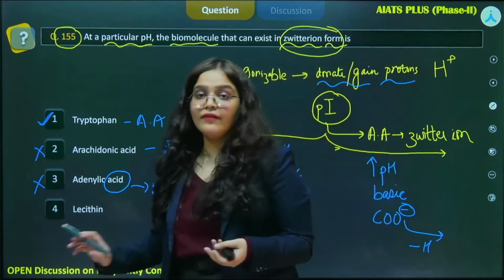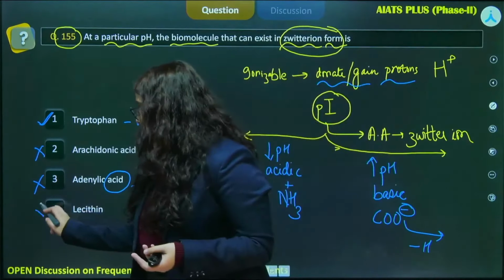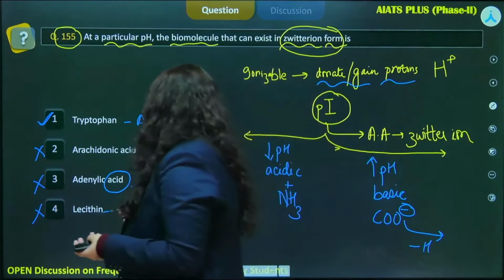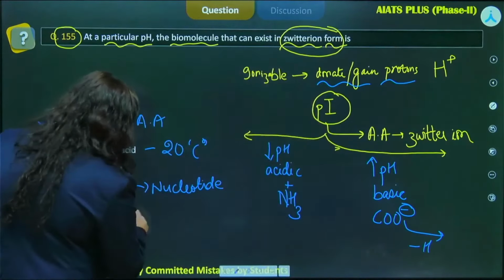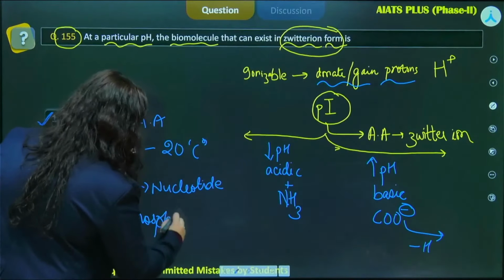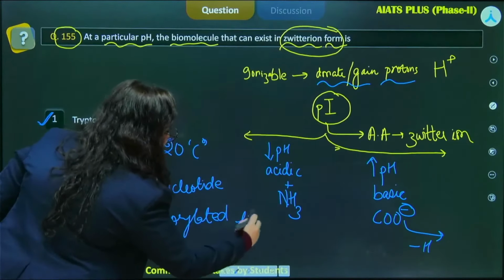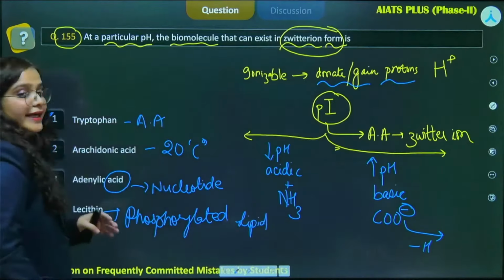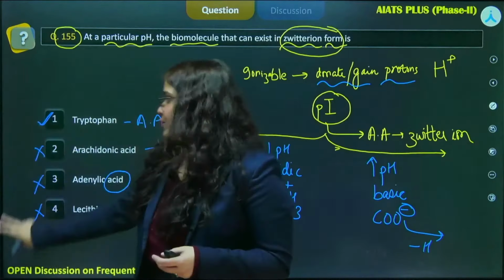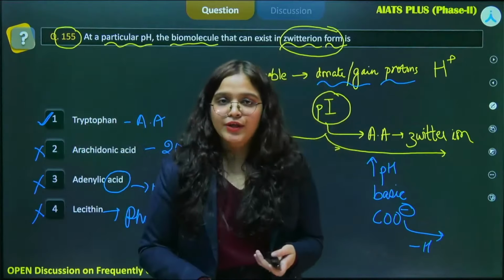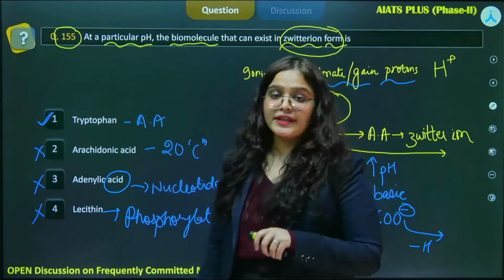And then finally we have lecithin. So lecithin again is a lipid and it is said to be a phosphorylated lipid. And therefore our option 4 also gets eliminated. So as concluded, our right answer will be option 1, which is an amino acid and an aromatic amino acid.